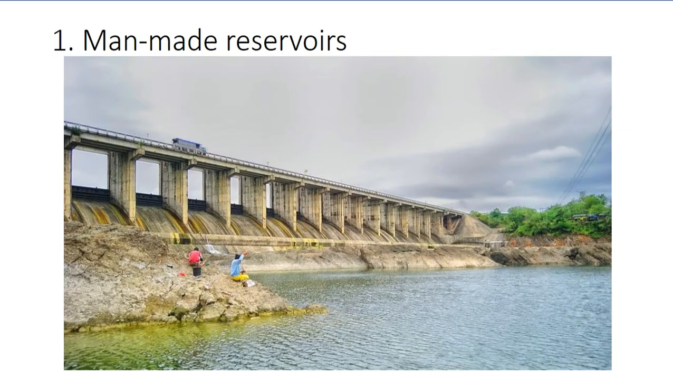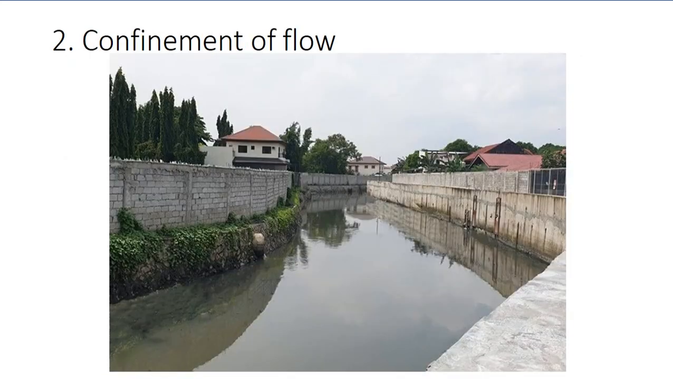So flood mitigation. We can provide flood mitigation through man-made reservoirs. Don't get confused, class. Your natural or man-made reservoirs are your dams. So in this image, we can see the Magat River Integration System. So we reduce peak flow by constructing reservoirs. Confinement of flow with a predetermined channel by levees or flood walls.